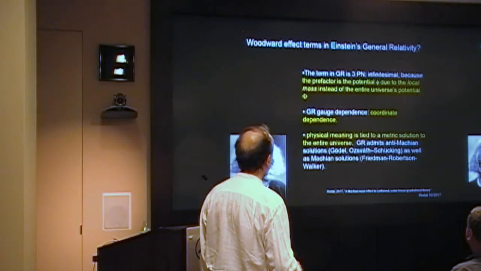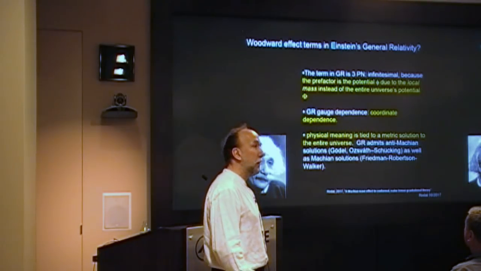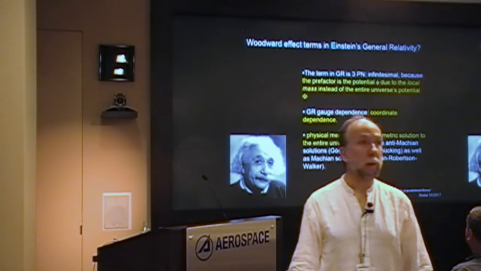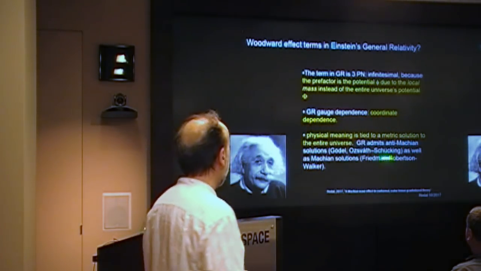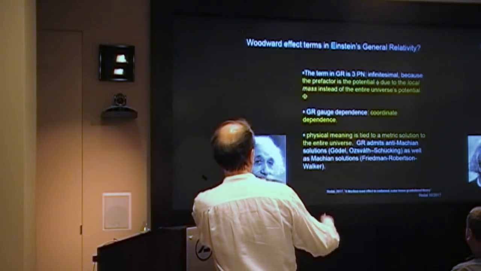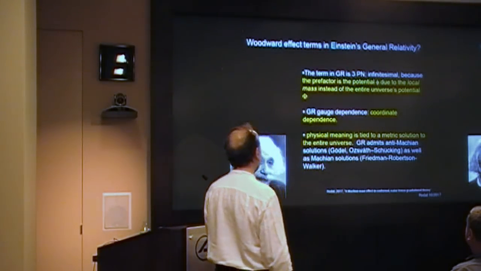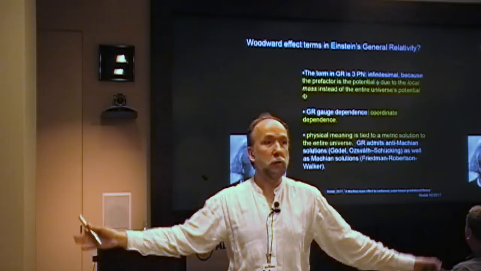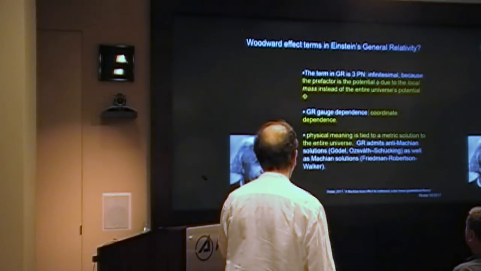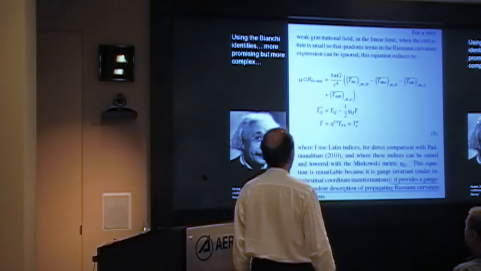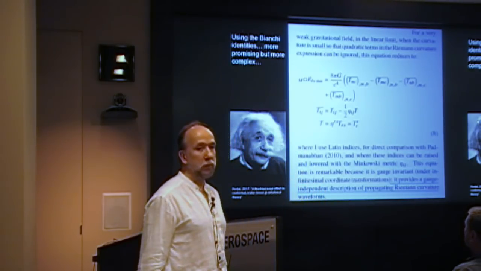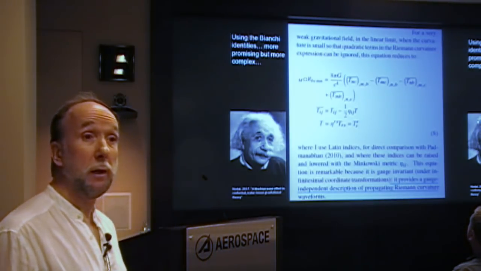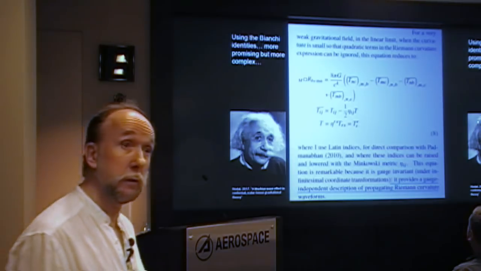And there's another problem in general relativity that even though you find this term, as you know, general relativity has gauge dependence, therefore coordinate dependence, therefore what you mean by that term you have to be very careful. And then lastly, the physical meaning of such a term is tied to the overall cosmological solution, because you can have anti-Machian cosmologies. So, the way that I found that 3PN term is looking actually at the Landau-Lifshitz formulation, which is actually quite nice, you can find it.